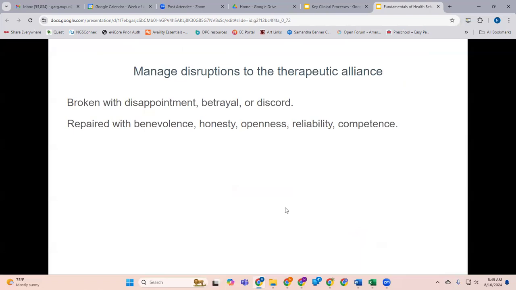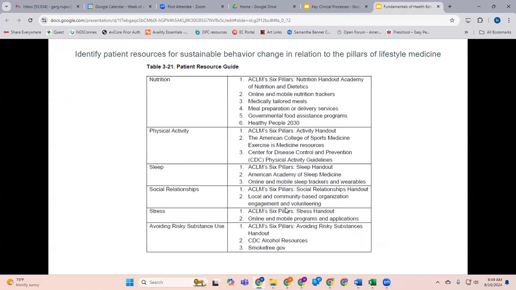Manage disruptions to the therapeutic alliance. Basically, if one of you betrays the other, lies to the other, disappoints the other, or has some kind of fight with the other, then it will disrupt the therapeutic alliance. The way to repair it is being kind, honest, open, reliable, competent. Not on the test. Identify patient resources for sustainable behavior change in relation to the pillars of lifestyle medicine. Here are some resources. I don't remember any of these being on the test.